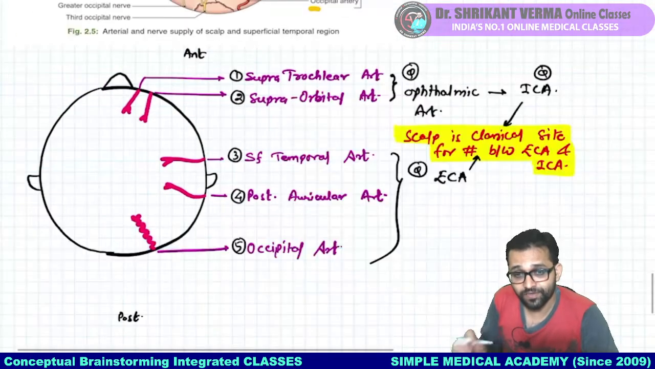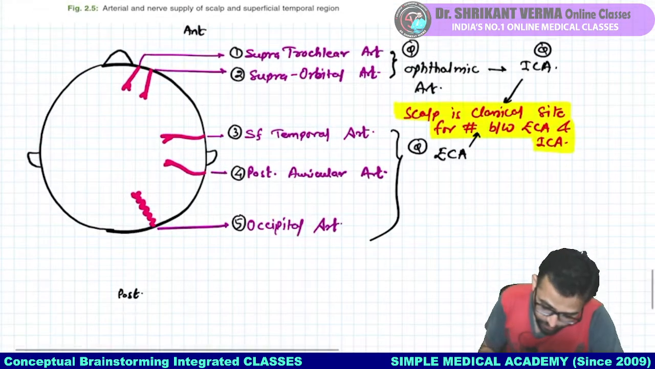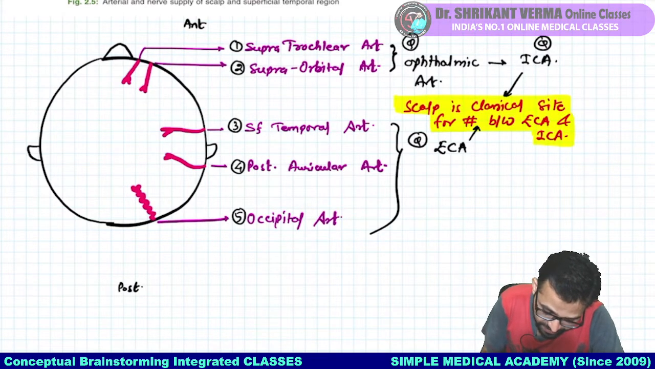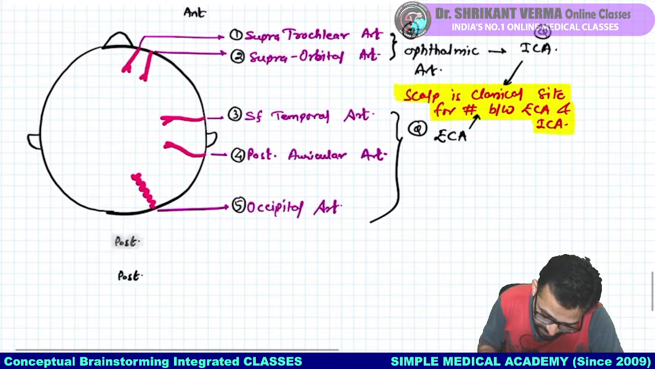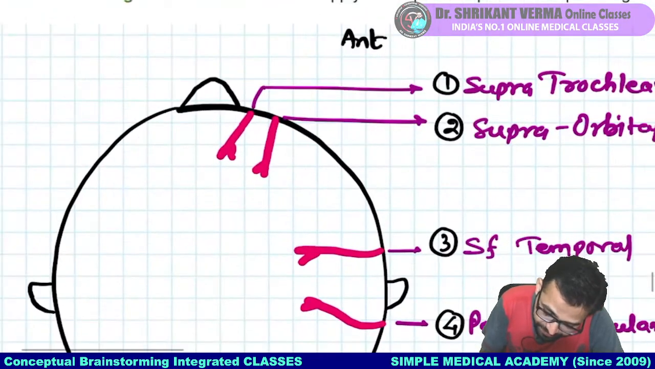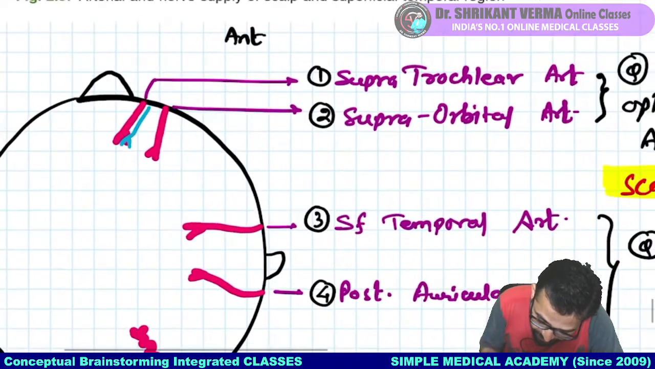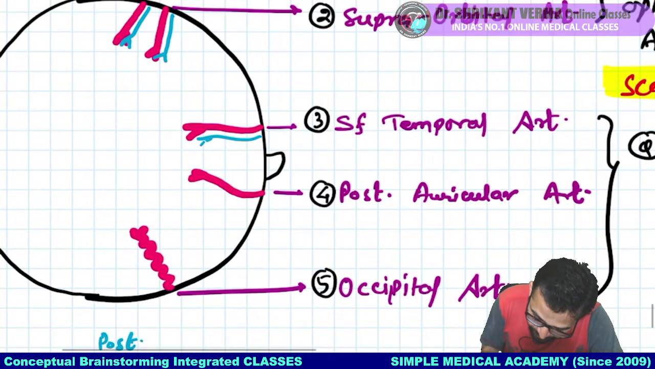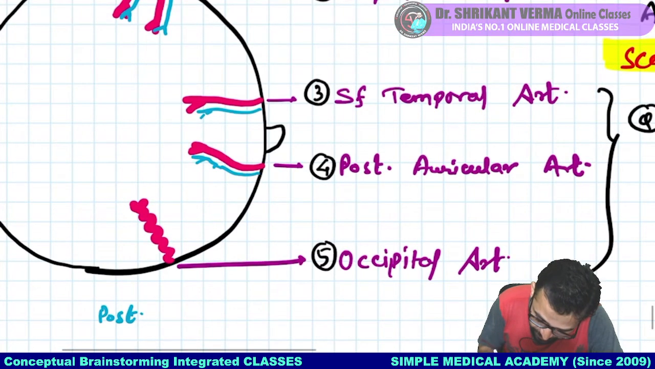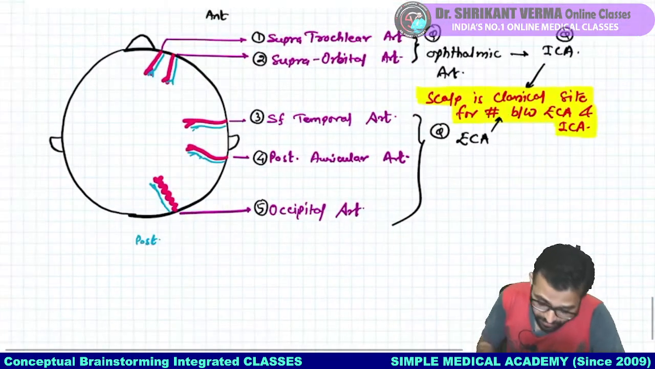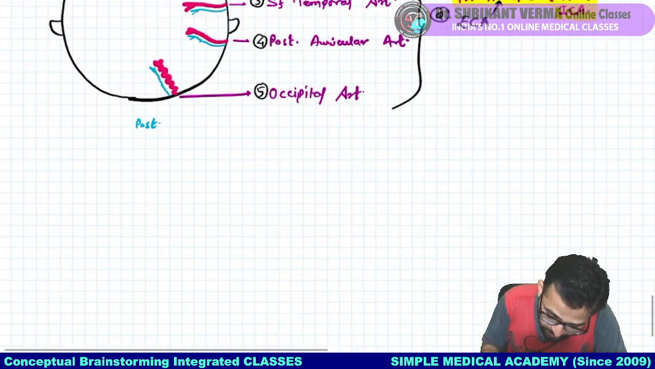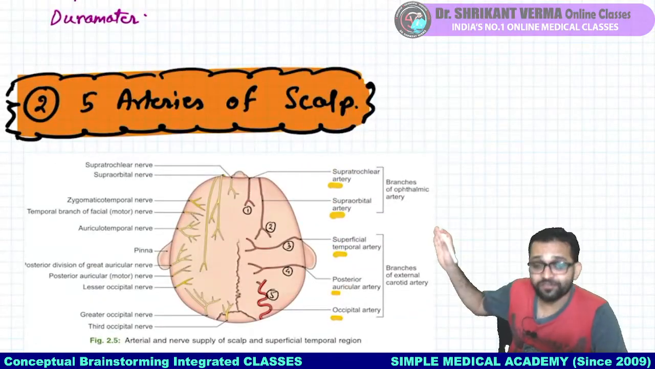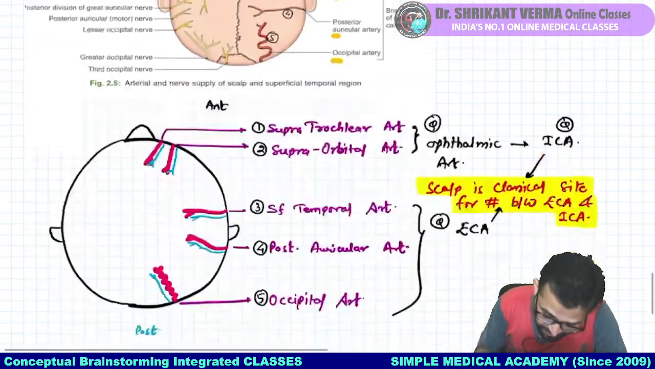Fine. Okay. So different MCQs we have seen, and in the same way veins are also similar. Remember, veins always follow the artery. So there will be the supratrochlear vein, supraorbital vein, superficial temporal vein, posterior auricular vein, and the occipital vein. Getting the point? After all this, we are going to talk about the 5 nerves in front of the ear, then 5 nerves behind the ear.